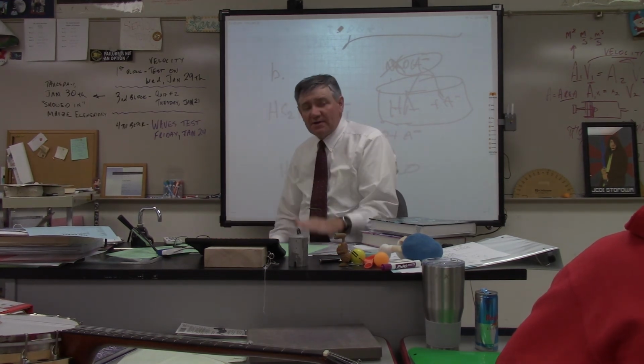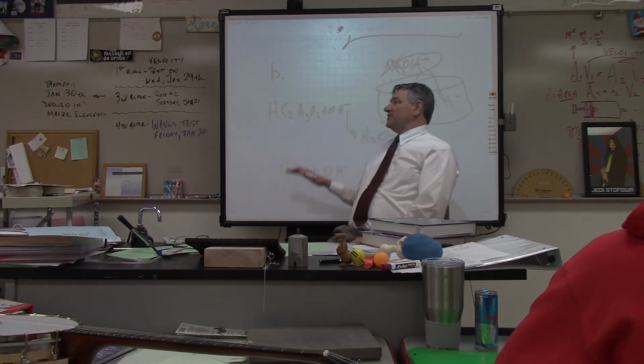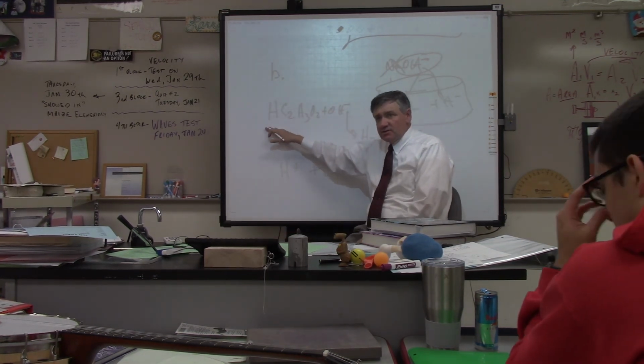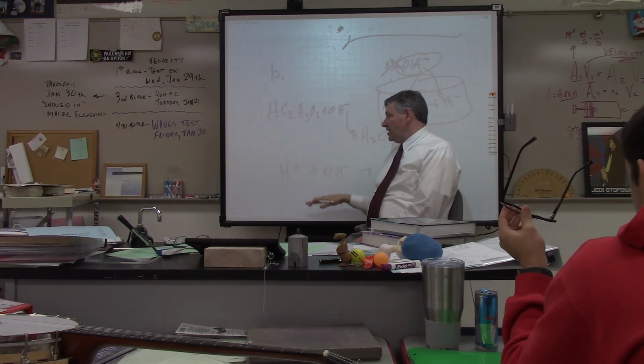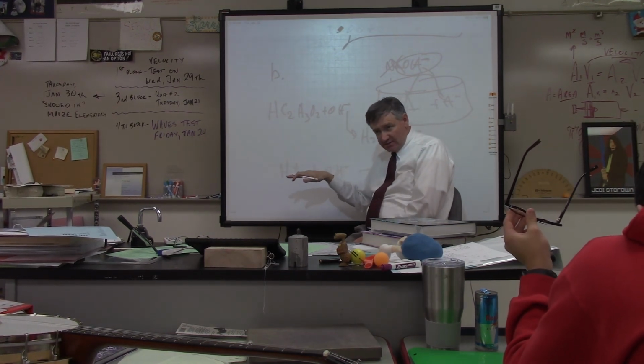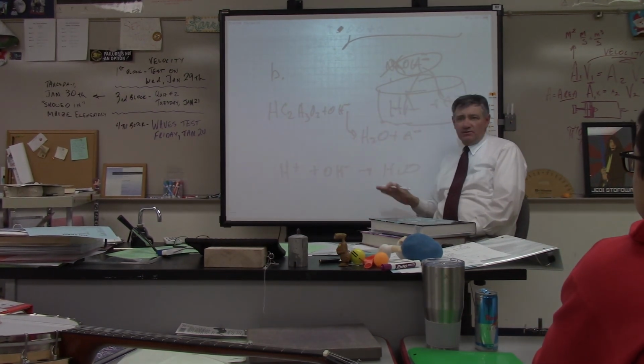So when you write the net ionic involving hydroxides, if the acid is a weak acid, you write the whole molecule because that's how it's existing. If it's existing as a strong acid, your net ionic is just hydroniums plus hydroxide yielding water.